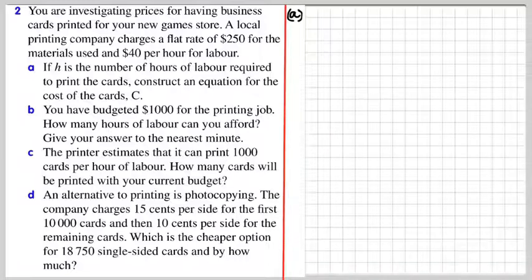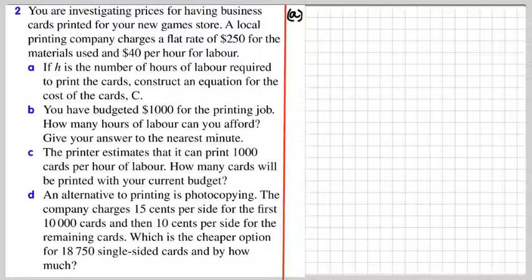Okay, you're back? Good. Well, what we're doing is we're investigating prices for having business cards printed for your new games store. Goodness, you entrepreneur, you. A local printing company charges a flat rate of $250 for the materials used, and $40 per hour for labour for doing these business cards. Alright, I think I get that. Now, if H is the number of hours of labour required to print the cards, construct an equation for the cost of the cards.